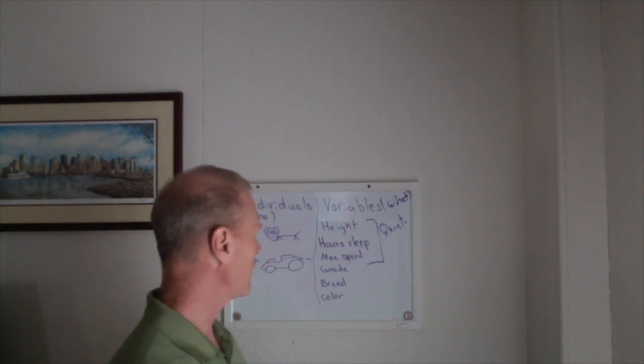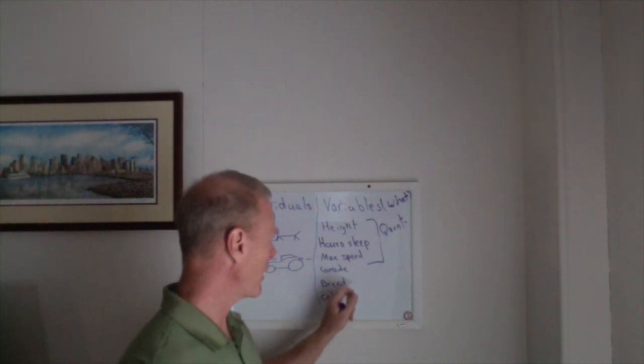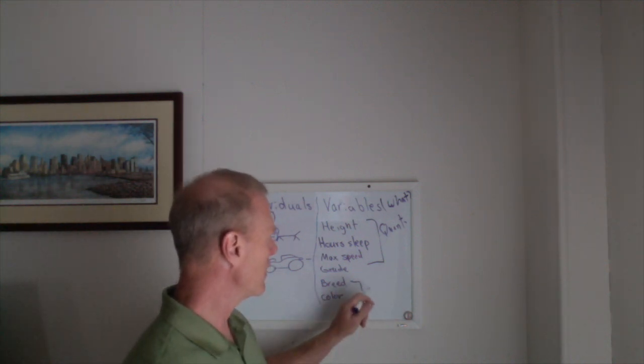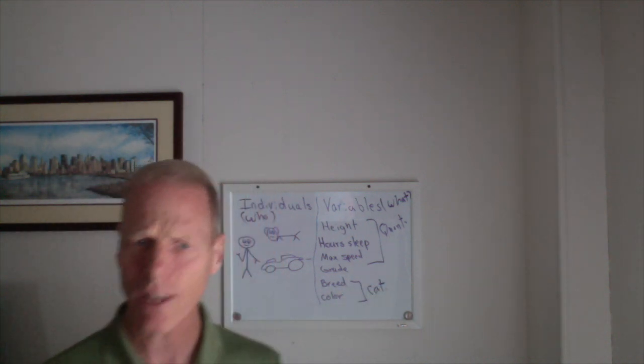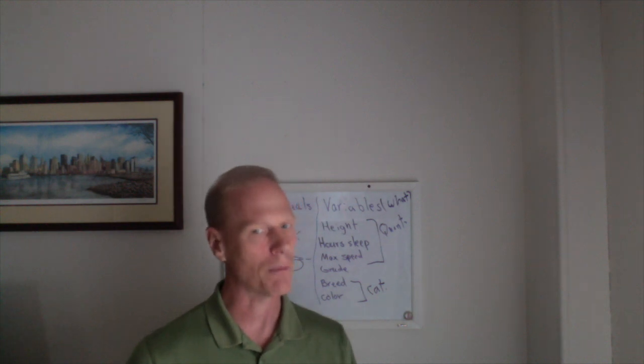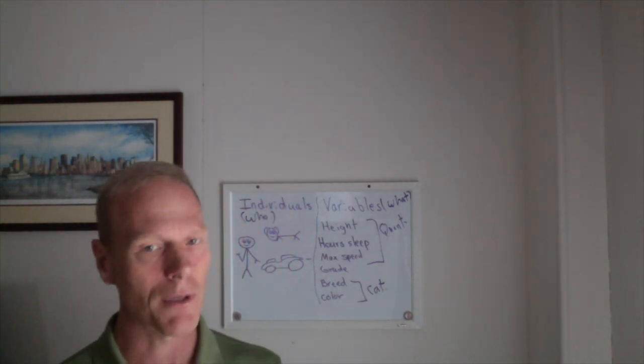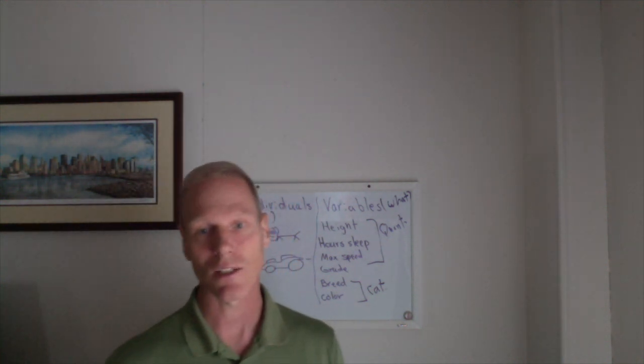Maximum speed, all of these are quantitative. I get down here, I have breed and color. These two are easy. These are going to be categories. When I look at grade, I may write down a number, 9th, 10th, 11th, 12th, but is that really a number or is it representing something else?